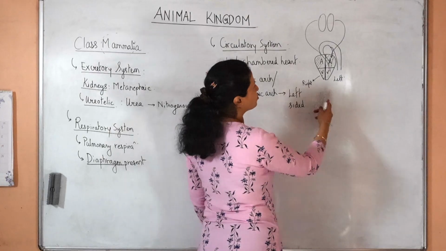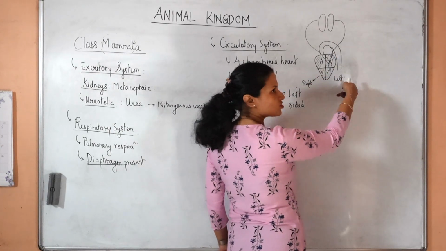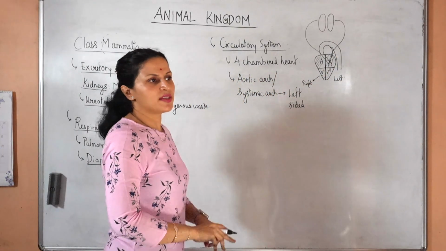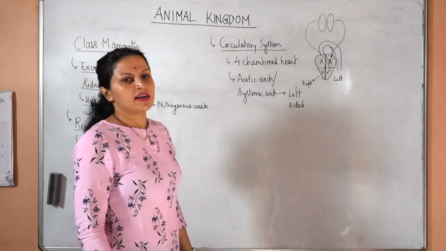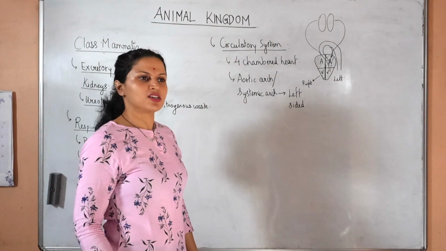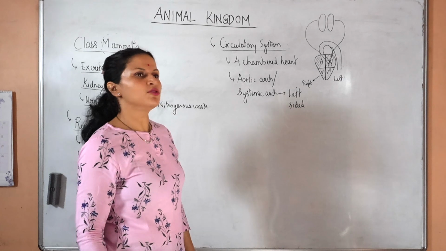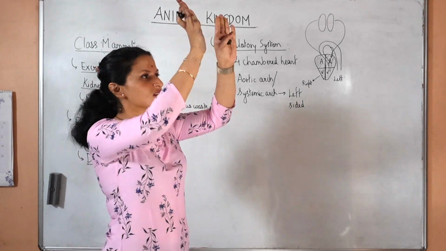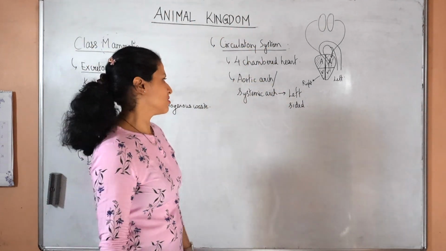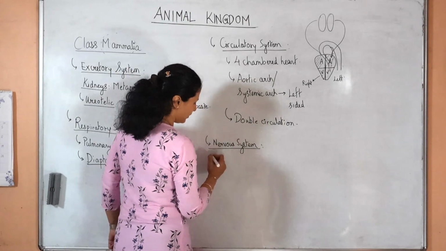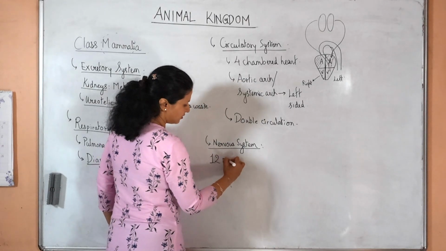And since there is circulation of deoxygenated as well as oxygenated blood in the same heart, that's called double circulation. In fishes and all, there is a single circulation wherein the heart is only two chambered. But over here, this is double circulation. Next one, nervous system. We have 12 pairs of cranial nerves.